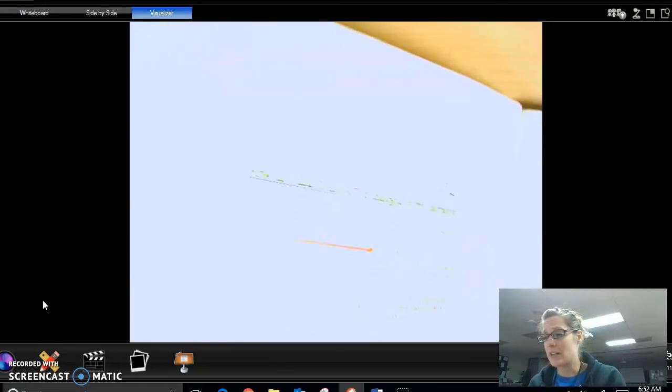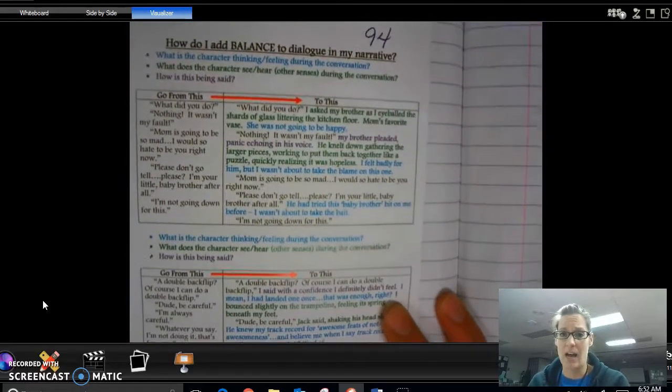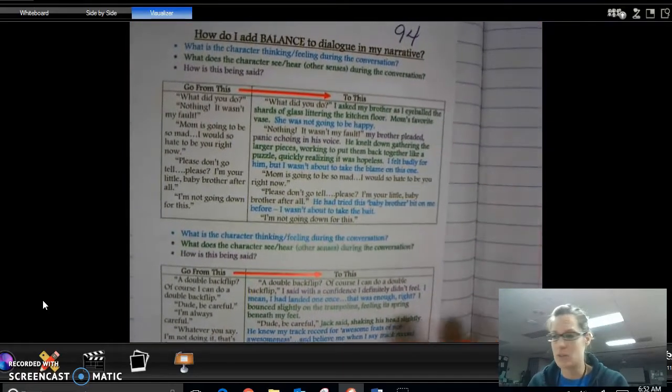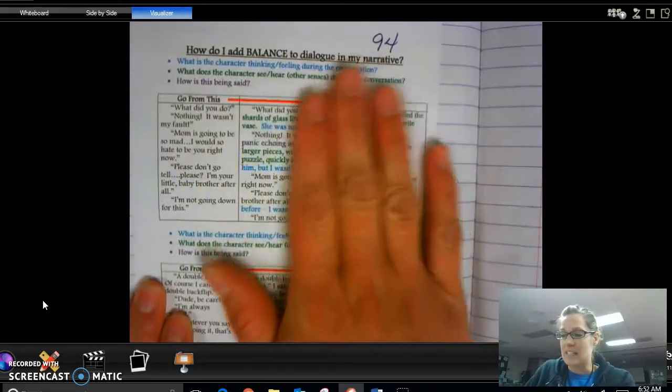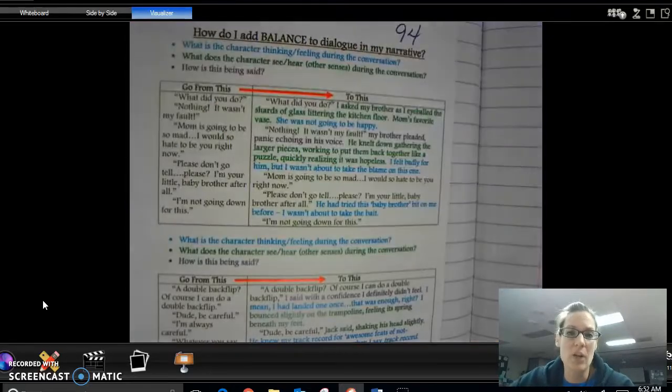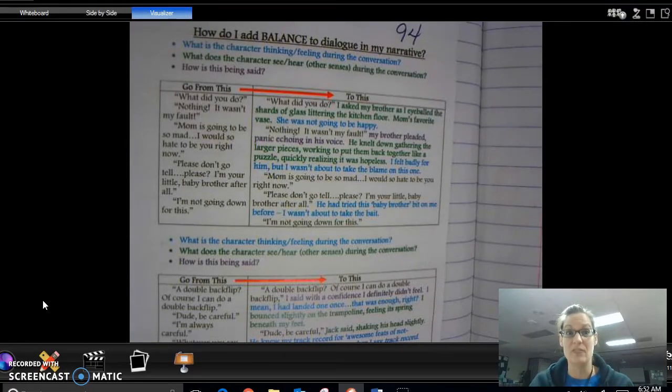The final page we're going to take a look at, which is where I see a lot of us needing a little bit of support, is page 94. And this is balancing dialogue in your narrative. What I notice a lot at this point is that you like to put a lot of dialogue.